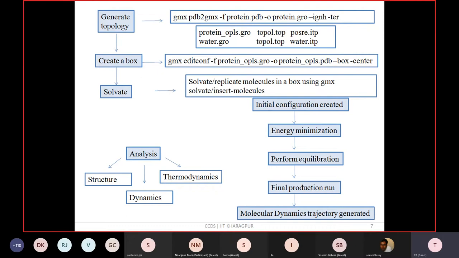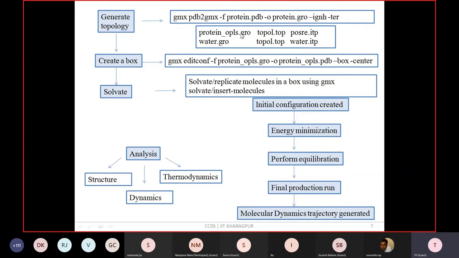So what GROMACS does, it has several of these tools. GROMACS uses this gmx pdb2gmx option, where it takes the downloaded PDB file and converts it to a GROMACS-understandable GRO file. It also uses some interactive options, like whether the terminal ends of the protein or your molecule have to be capped, or whether you have to ignore the hydrogen atoms which are obtained from your NMR or X-ray structure. You can basically ignore these and replace them with the hydrogen types of your choice. So this is basically the first part of creating the topology.